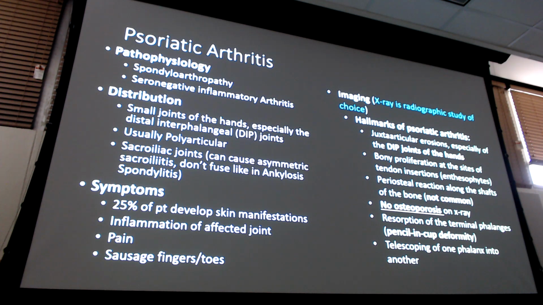Sausage fingers and toes. Very, very common physical exam finding for psoriatic arthritis patients. What happens is the dip joints of the hands, the bones that make up the dip joints, primarily in the middle phalanx, start eroding. Right? It's one of those erosive arthritis. They start eroding. Okay? You typically don't see osteoporosis on these x-rays, but you get what's called that pencil in cup deformity. Pencil in a cup.